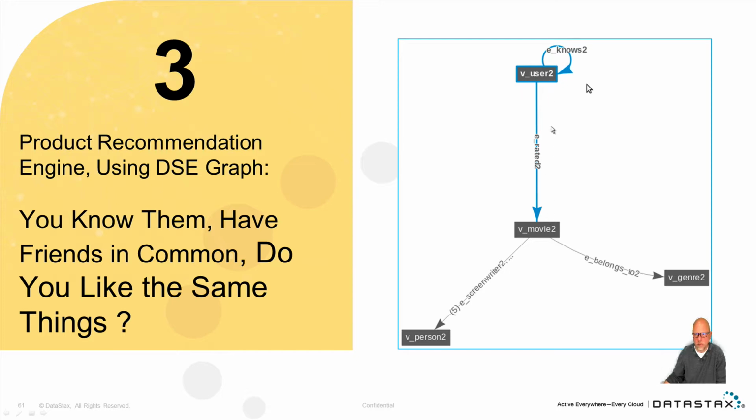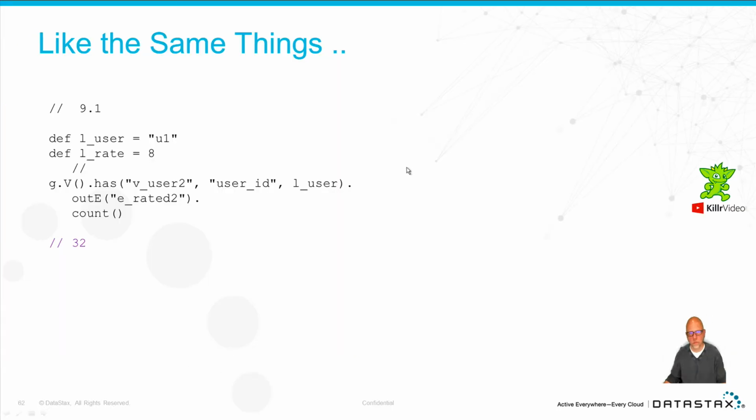And now we're going to leave the rated movie. And if you recall, rated has a rating. How well did you like the movie? And this is what we're going to evaluate. So starting over then, we've never looked at rated or movies before. We're going to start with user U1. We're going to go out of the users, and we're going to do rated, and we're going to do a count. We're doing out E.